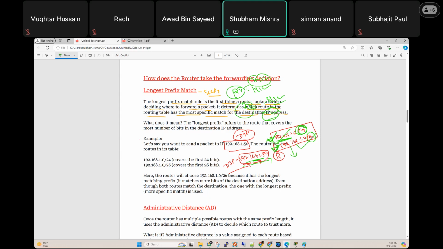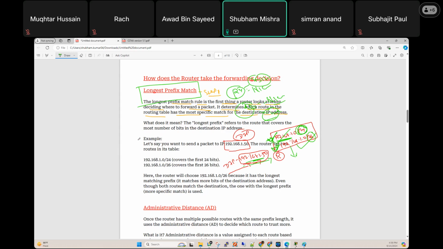26. So that's the reason the router will always prefer 26, and that is called longest prefix match. Whenever any routes reach the router, the first thing the router will check is called longest prefix match. What is it, guys? Longest prefix match. And on the basis of longest prefix match, the router will take the forwarding decision. Clear? Understand, everyone?